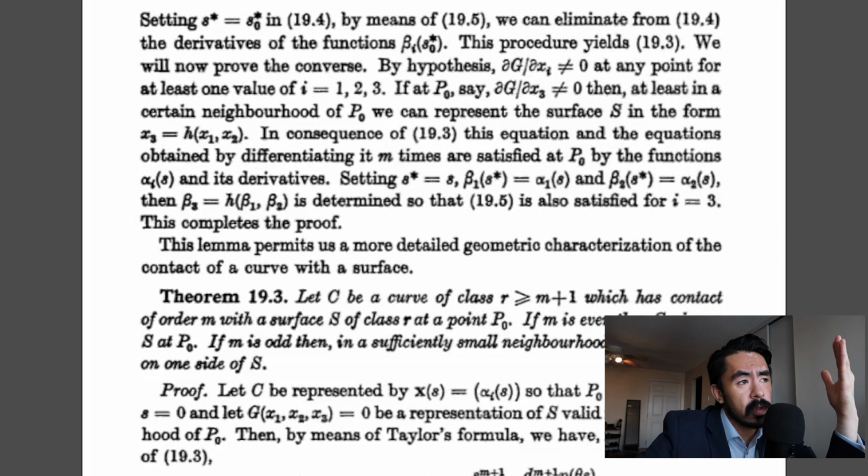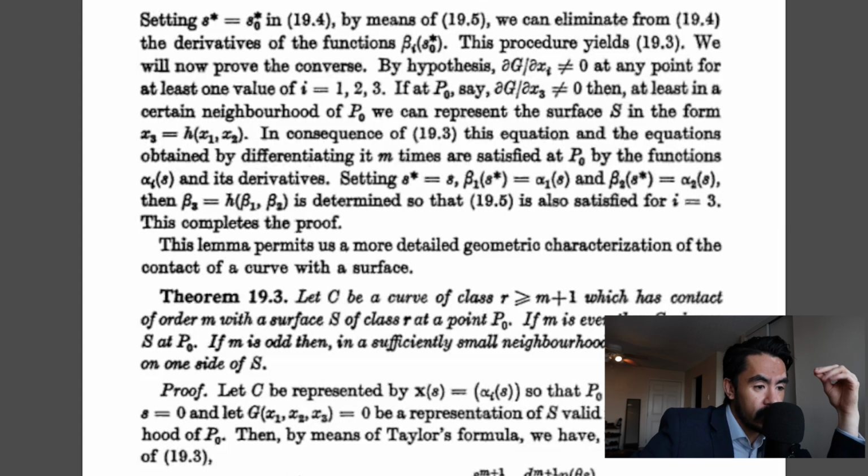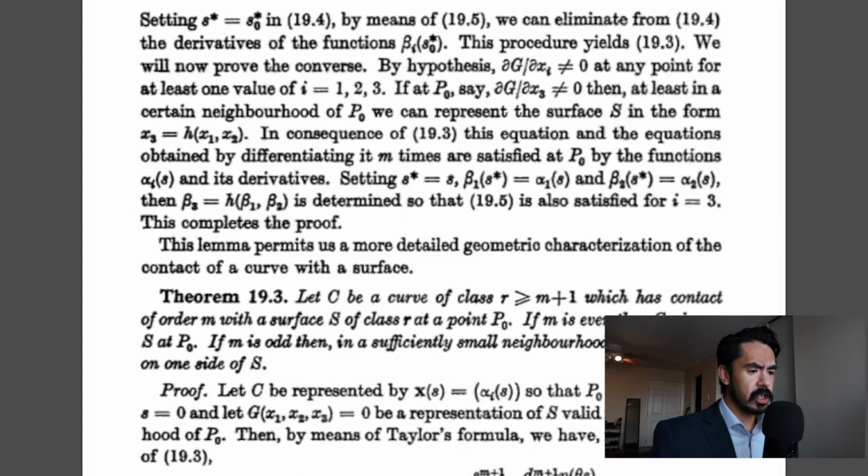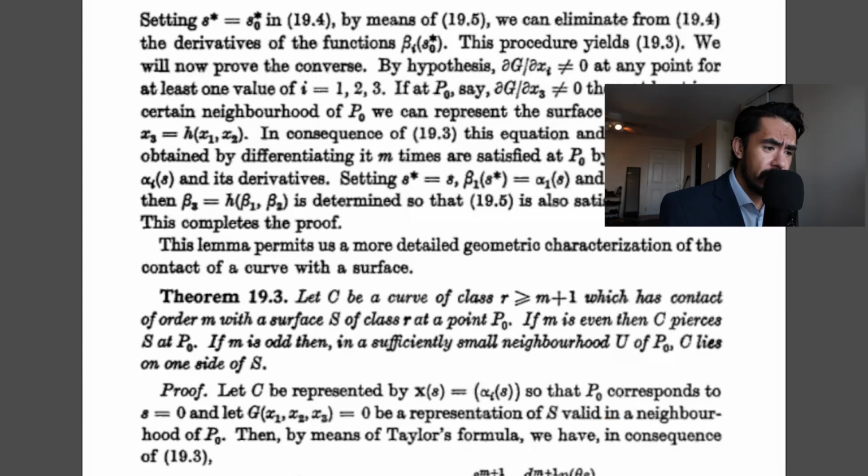This is so that the terms of contact between the curve and the surface are also satisfied for I equals 3. But this contradicts what was assumed, right? That partial g partial x3 is non-zero. And we just showed by calculation that they are zero. This completes the proof. This lemma permits us a more detailed geometric characterization of the contact of a curve with a surface. And now we get Theorem 19.3.